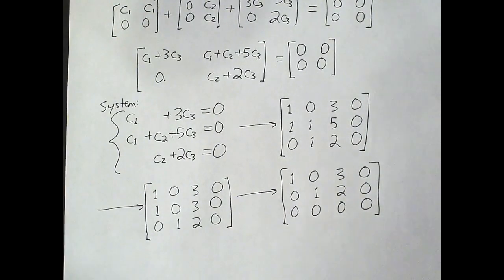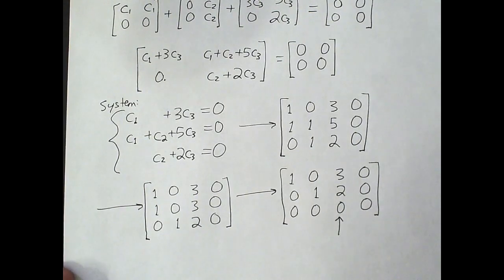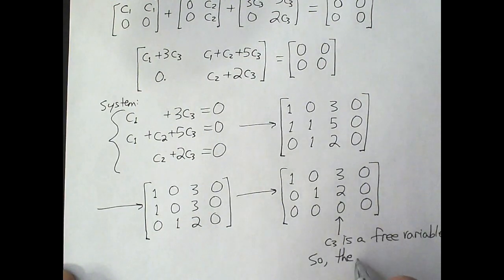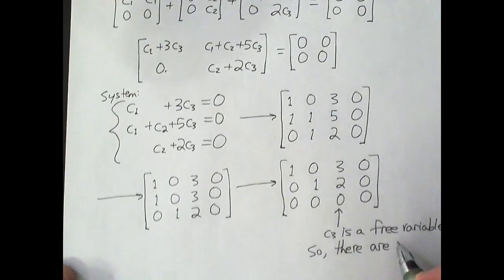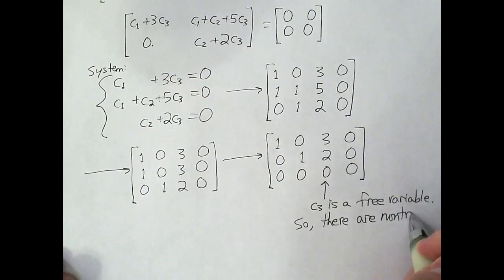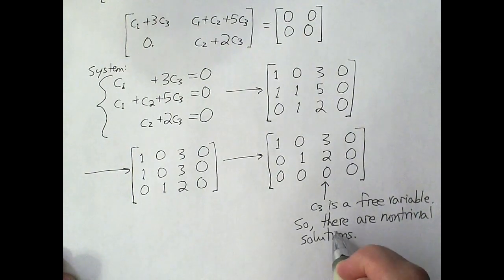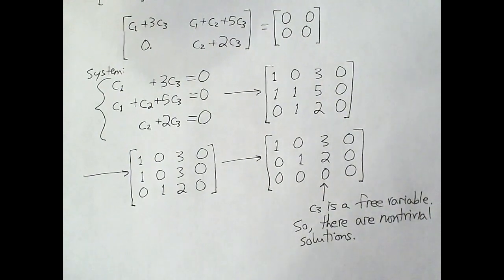What does this tell us? What do you think? What does this column tell us in particular? C3 is a free variable. So that means that there are non-trivial solutions. As soon as you find a free variable, you know that there are infinitely many solutions, which means we have more than just the trivial solution.